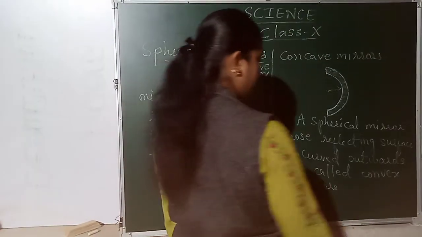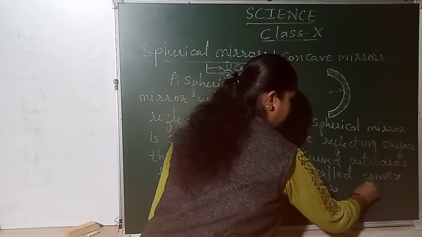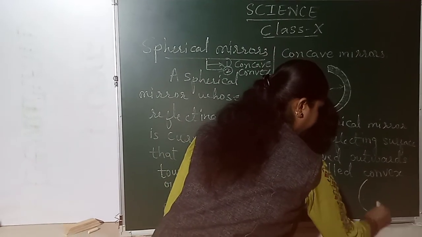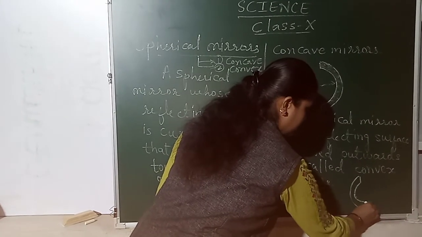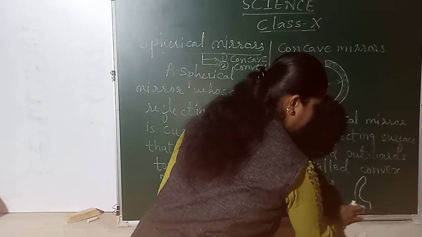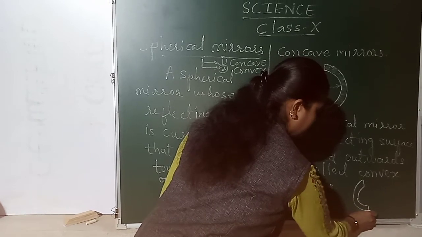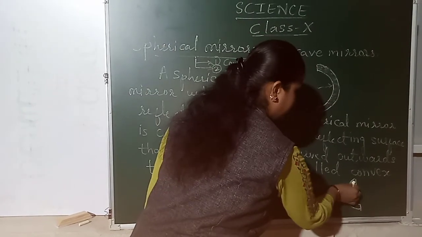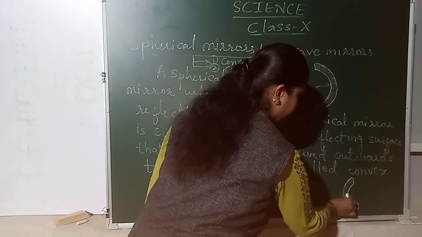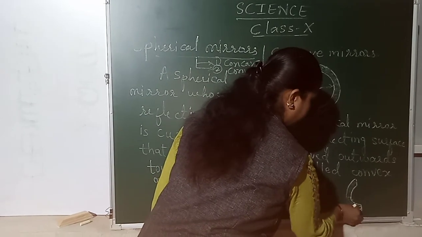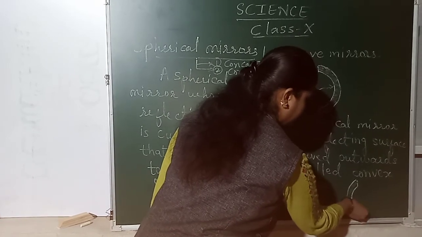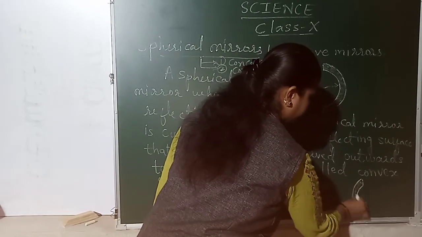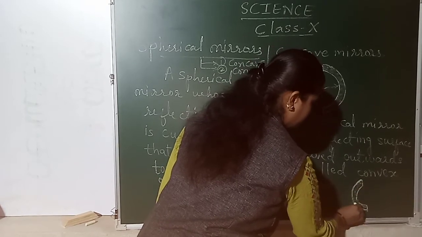Observe the figure here, children. This is the convex mirror. It is bulged outwards, and the shaded portion is non-reflecting. This is the convex mirror.